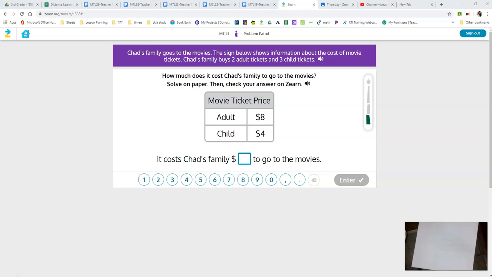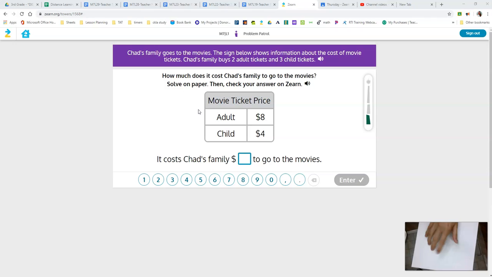Let's go ahead and read the first question. It says, Chad's family goes to the movies. The sign below shows information about the cost of movie tickets. Chad's family buys 2 adult tickets and 3 children's tickets. Remember, the purple part is the actual question we're trying to answer, and then it's going to help us get through this. How much does it cost Chad's family to go to the movies? Solve on paper and then check your answer on Zearn.